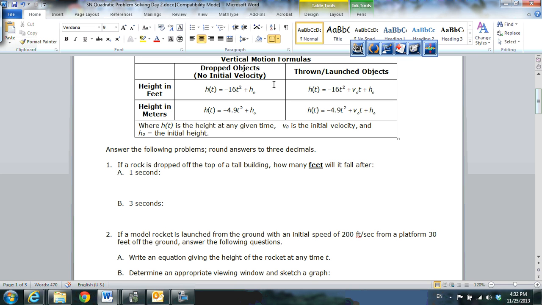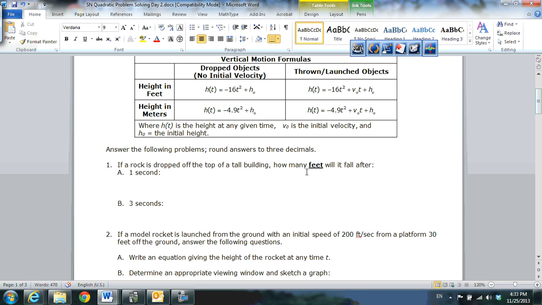First thing is you might want to write down these formulas, the one in feet and the one in meters for both of them. The drop ones, if we're just dropping something, we don't have an initial velocity. This v sub 0 is initial velocity, and h sub 0, that's subscript, is initial height.